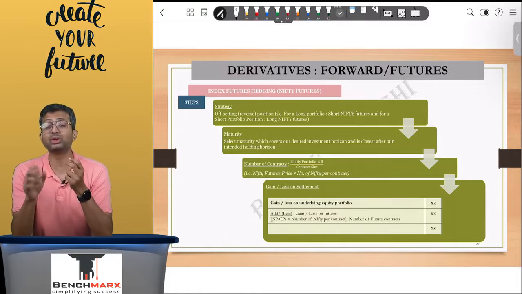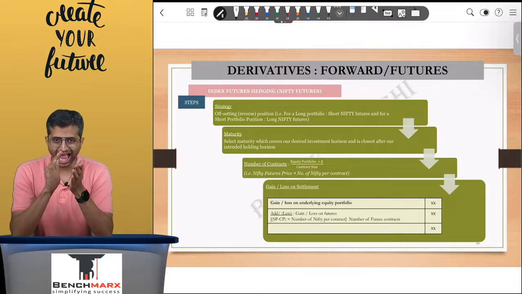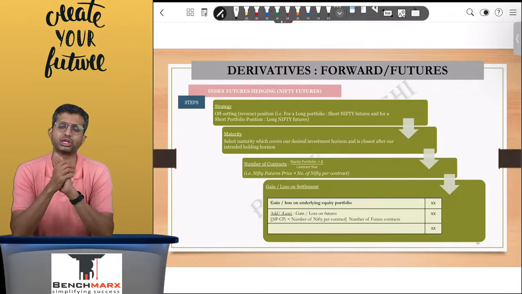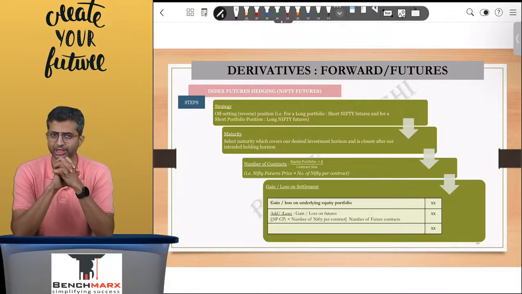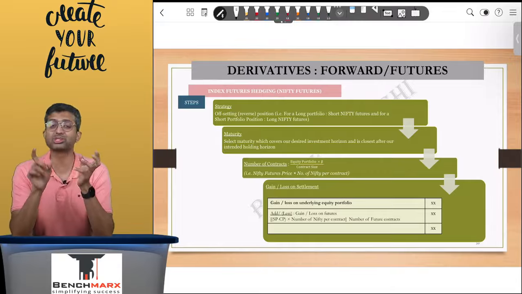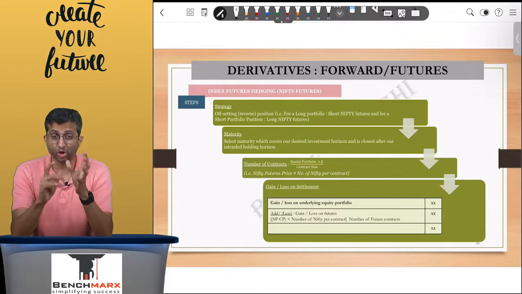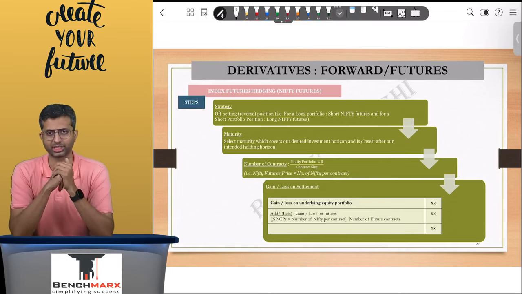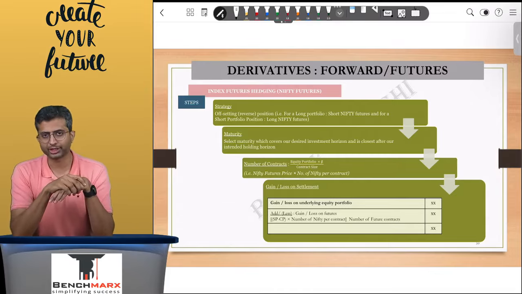Second, maturity: you will take the contract which matures at or after your intended investment horizon. So if you are worried about the uncertainty within 3 months, you will take the contract which is maturing at or beyond 3 months, not before that. Third is the number of contracts, which we can calculate as the portfolio into the beta. So that is the beta adjusted value upon the contract size. That will give you the number of Nifty units that you have to take.